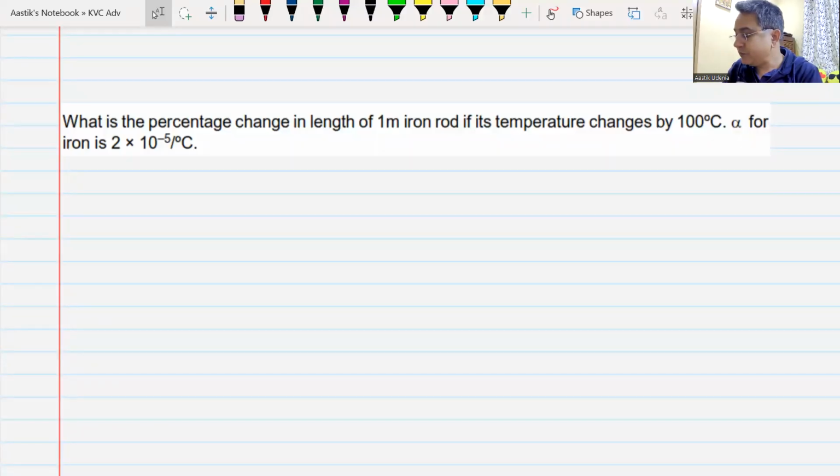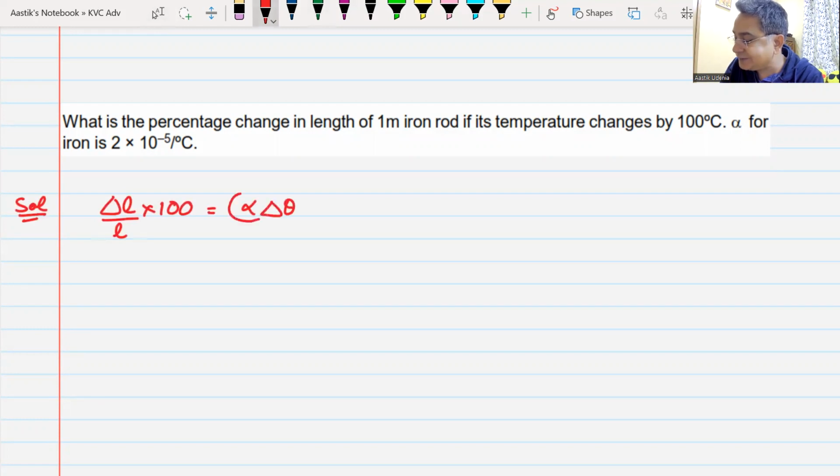So how do we get this? It's very simple. Percentage change equals change in length by original length into 100. And change in length by original length is alpha into delta theta, multiplied by 100. Yes or no? So once you put the values, you should get the answer very simply. Yes or no?